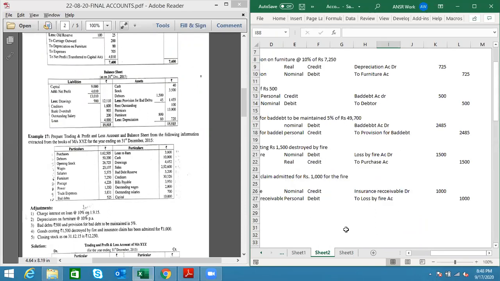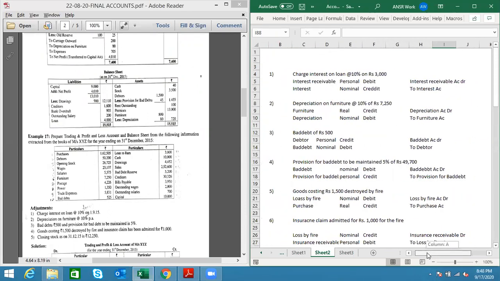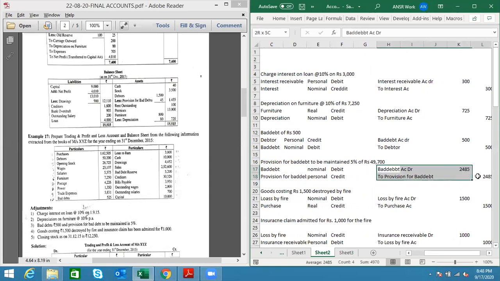One second, I'll show you the entry. We have it here. This is the entry we made: bad debt account debit to provision for bad debt. Bad debt is nothing but an expense. When we are incurring an expense, we are debiting an expense. That means ultimately, indirectly, we are decreasing the profit. So if I connect those dots, we created the provision by decreasing the profit.